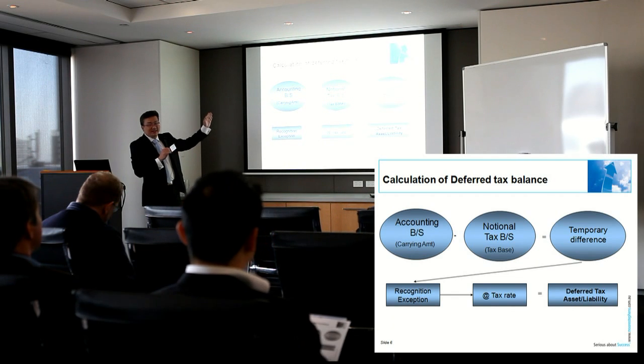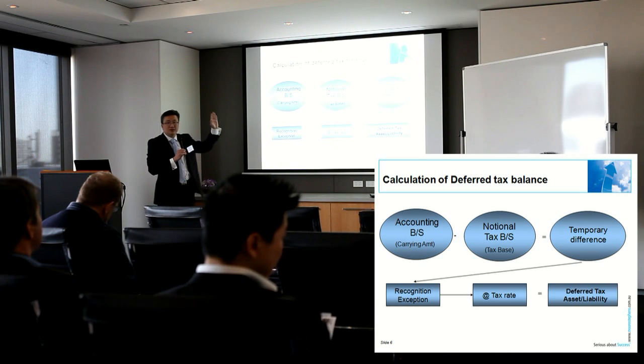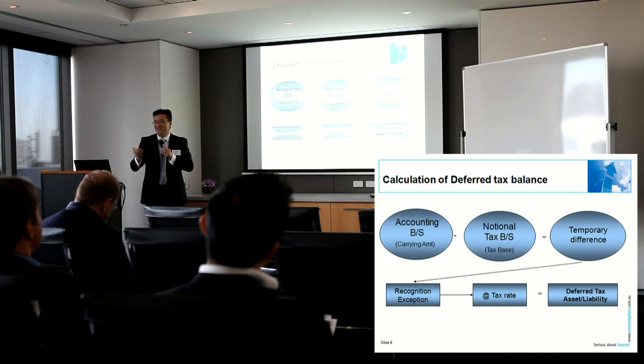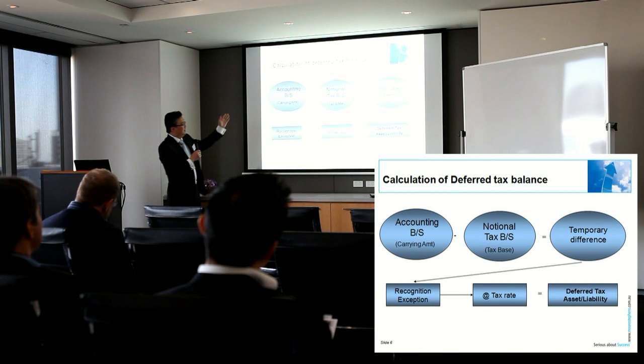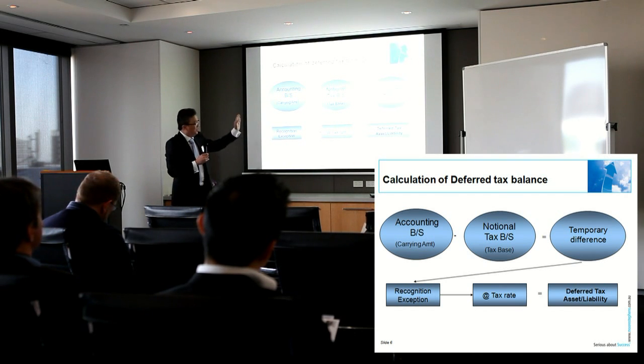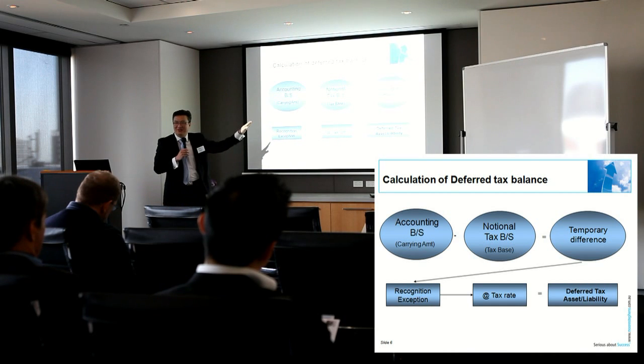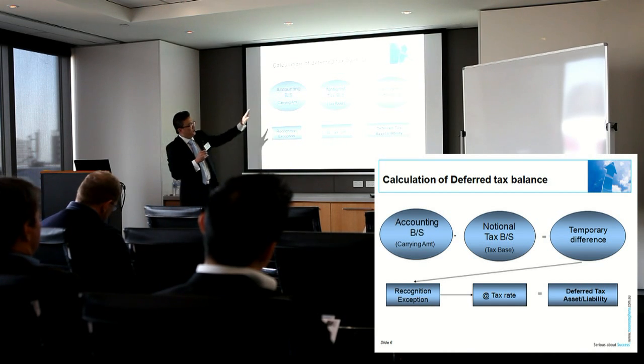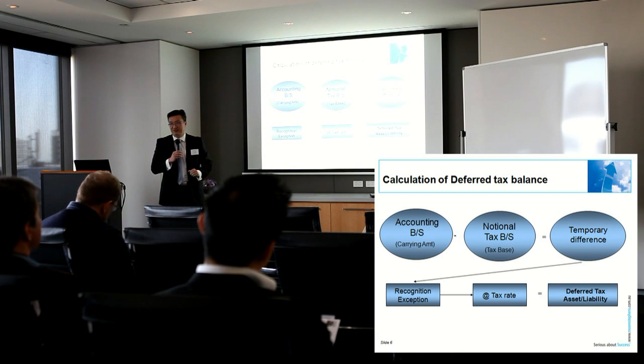So to calculate your deferred tax assets and deferred tax liabilities, you start with your balance sheet. You take your balance sheet, which contains the carrying amount of your assets and liabilities. From each of those items on your balance sheet, you subtract the tax base of the relevant asset and liability, which will give you what's called a temporary difference.